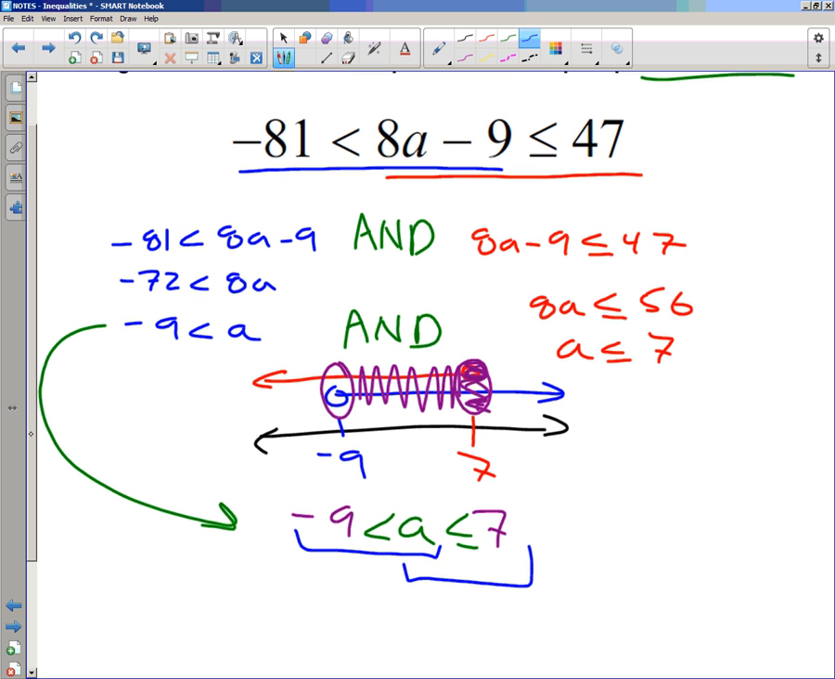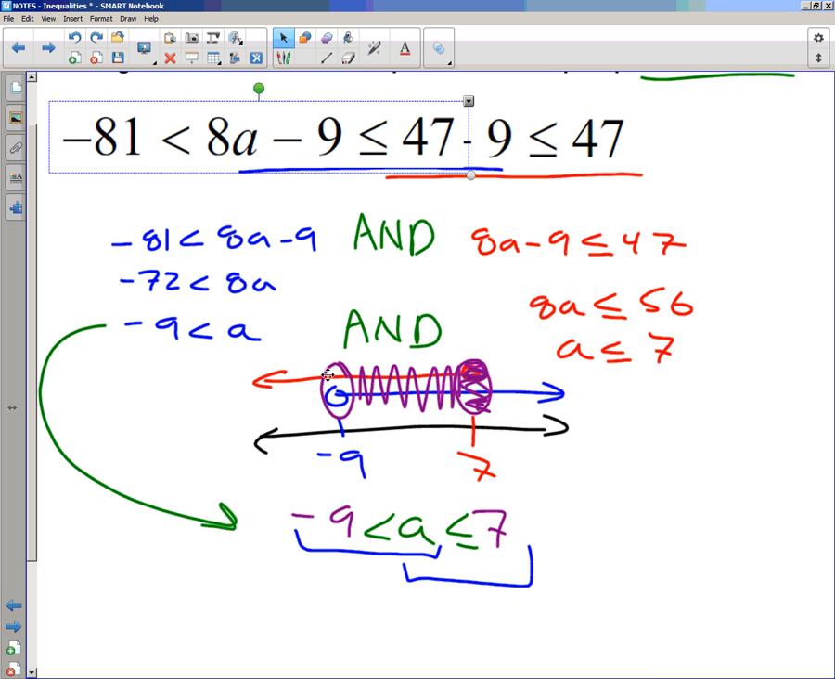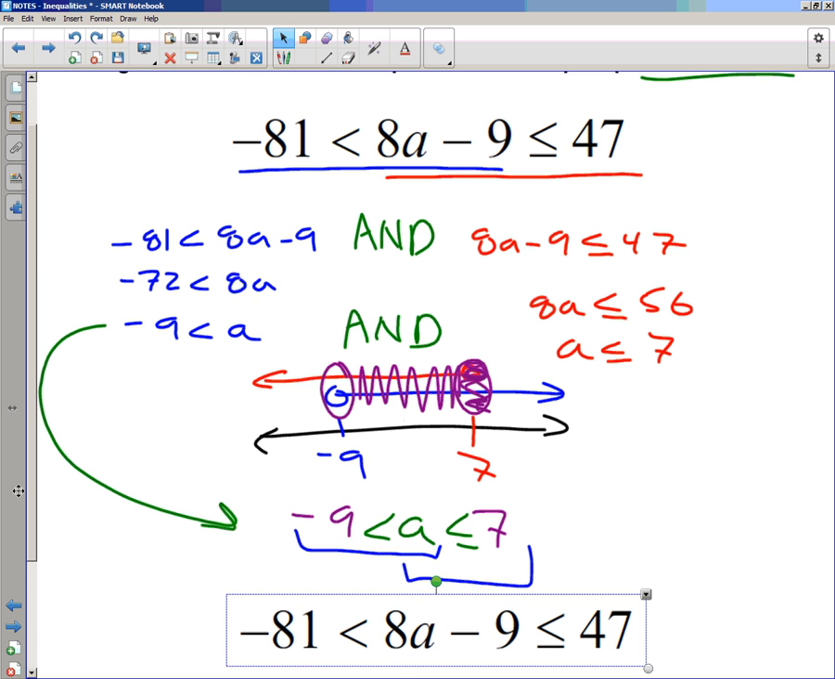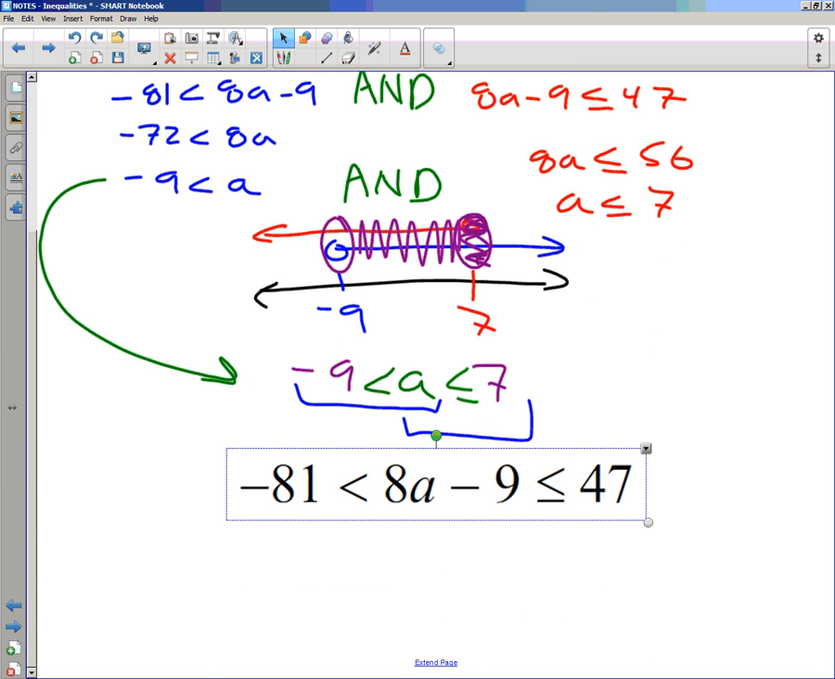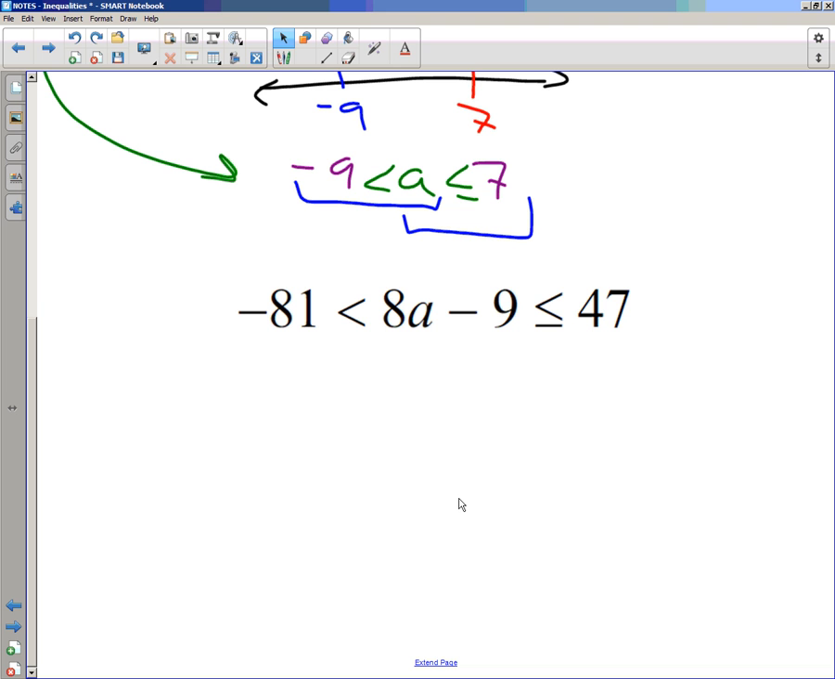Anybody interested in seeing maybe a more efficient way of doing this? Yeah, it's kind of weird, but it's just the rules of algebra expanded to a three-sided inequality. So you can solve this just in this form. You don't have to split it up.